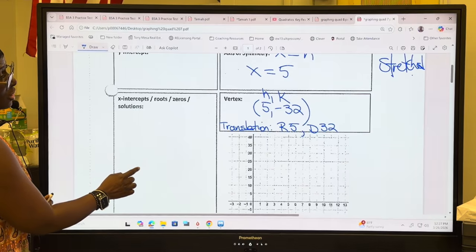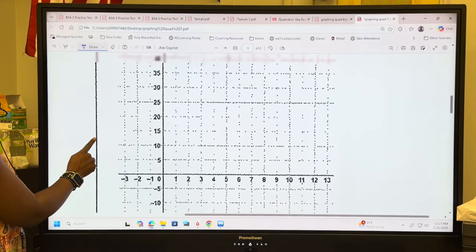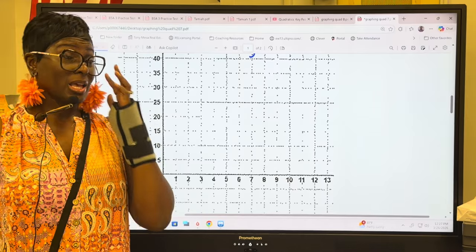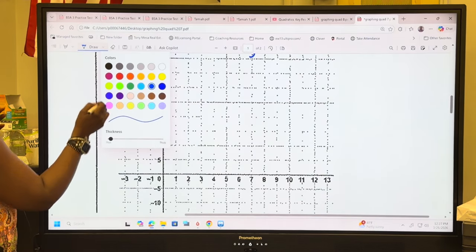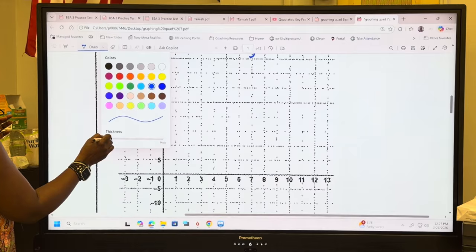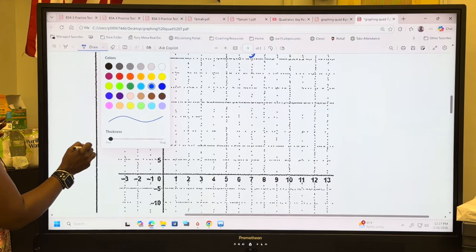So let's go here. If you're telling me to graph by vertex form, then I'm going to just go ahead and graph my vertex. Y'all with me? Stay with me. This is my favorite form to graph from, and I'm going to show you why in a little bit. I'm trying to get this thing to be a little thinner.